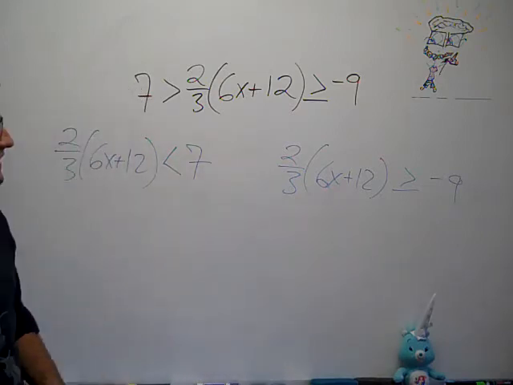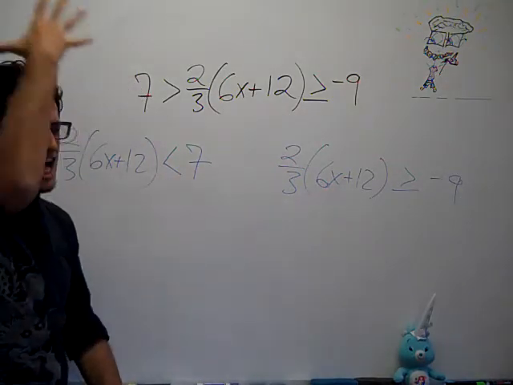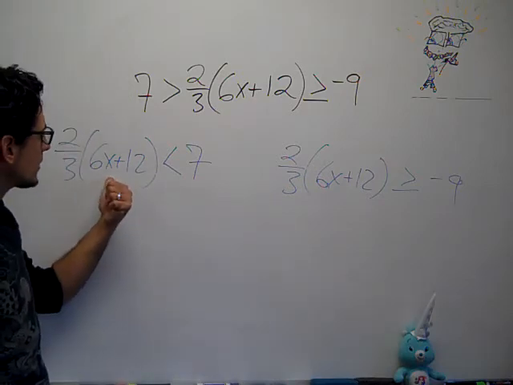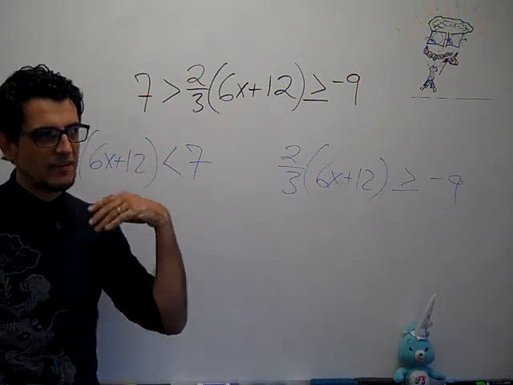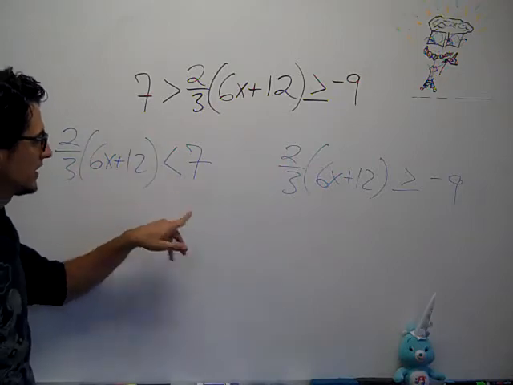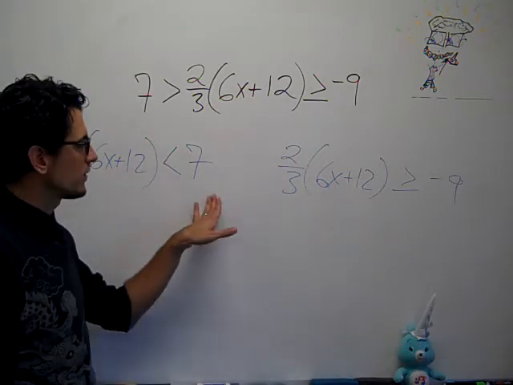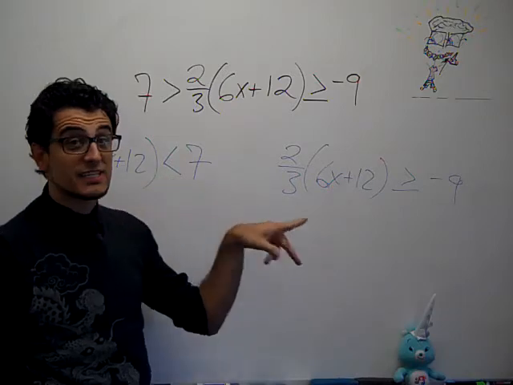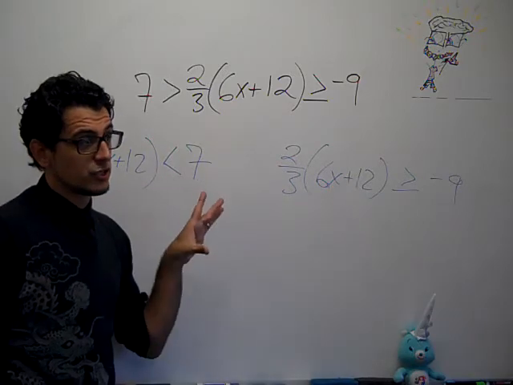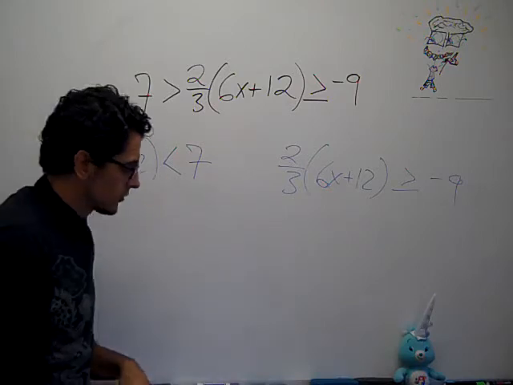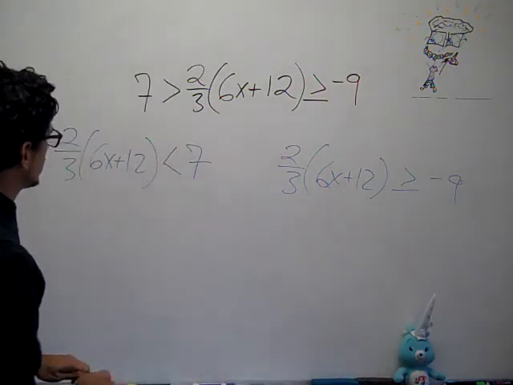Now, why would I set it up like this? Because I always love to have the variable on the left side. When I have the variable on the left side of the inequality, it makes it way simpler to graph, because whatever direction the arrow is pointing is the direction I'm going to graph. I covered that in the previous video. So let's work through this.